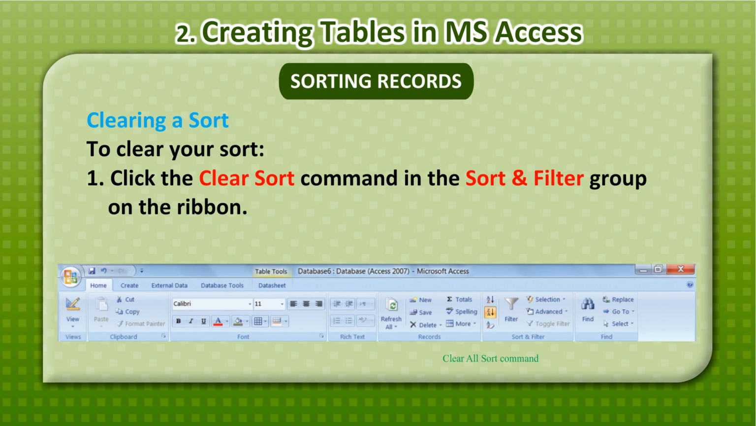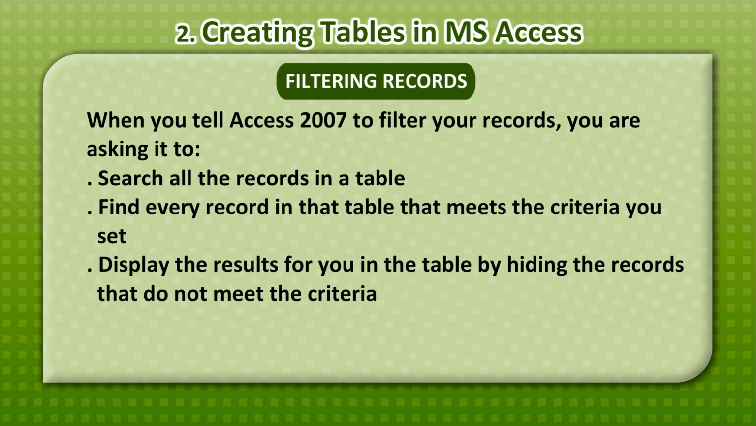Clearing a sort. To clear your sort, 1. Click the Clear Sort command in the Sort and Filter group on the ribbon. Clear All Sort command. Filtering records. When you tell Access 2007 to filter your records, you are asking it to search all the records in a table. Find every record in that table that meets the criteria you set. Display the results for you in the table by hiding the records that do not meet the criteria.